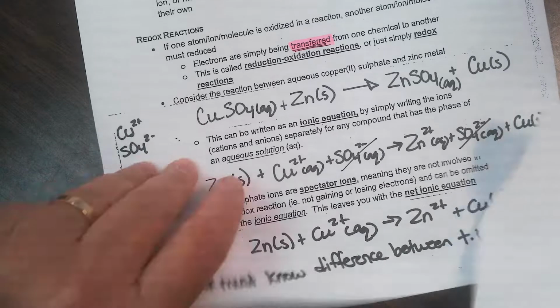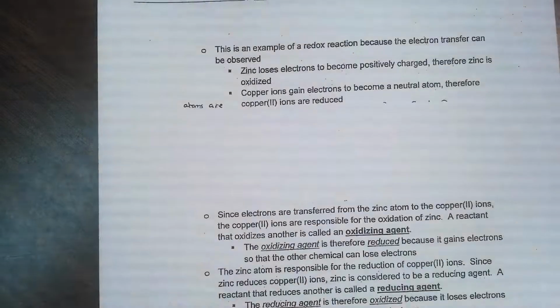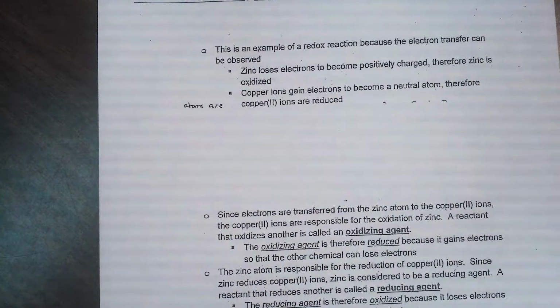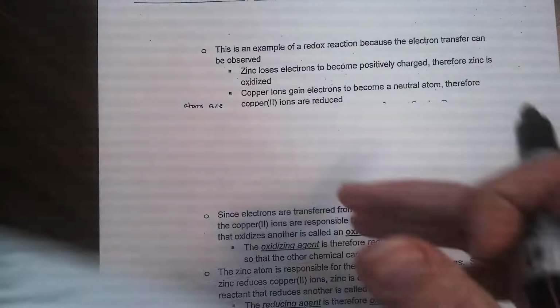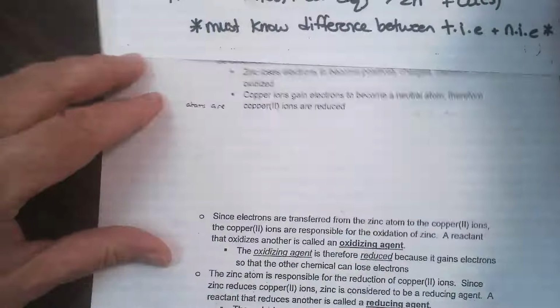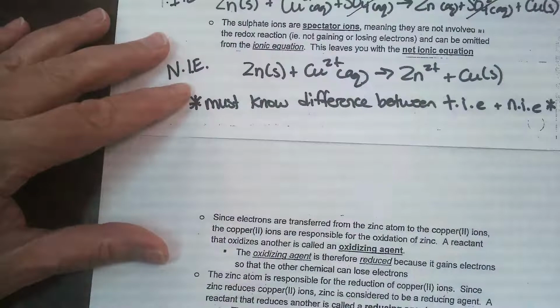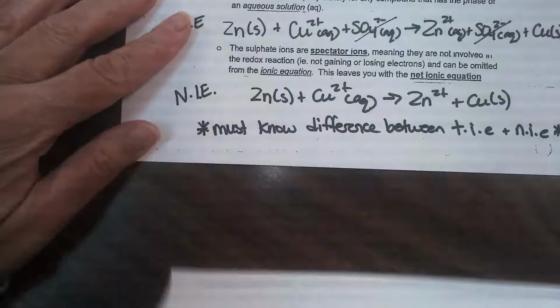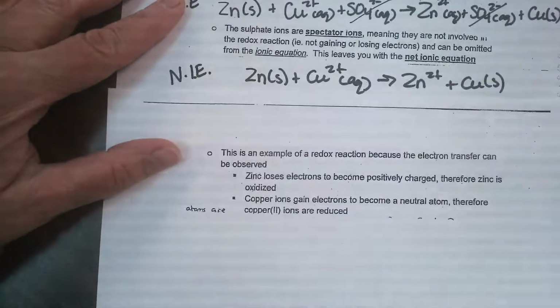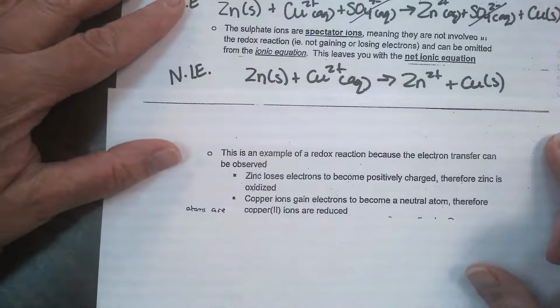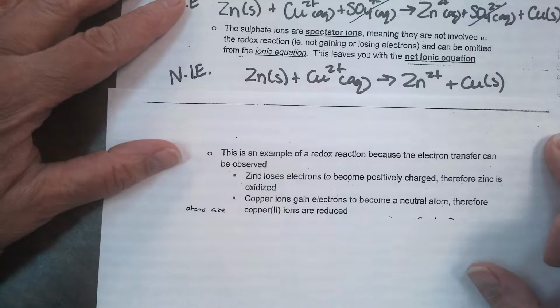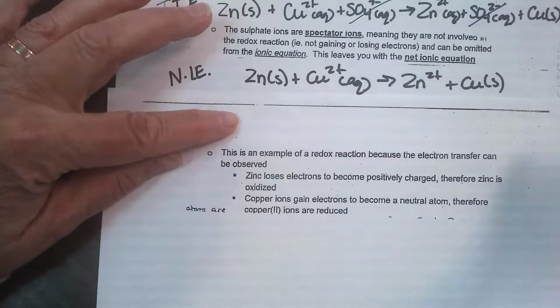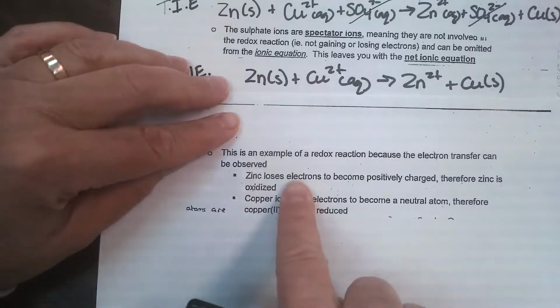Okay? All right. This is an example of a redox reaction. I'll leave this up here so that we can refer to it. Do it the easy way. This is an example of a redox reaction because we can see an electron transfer being observed.